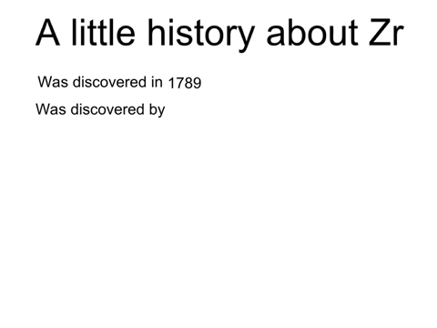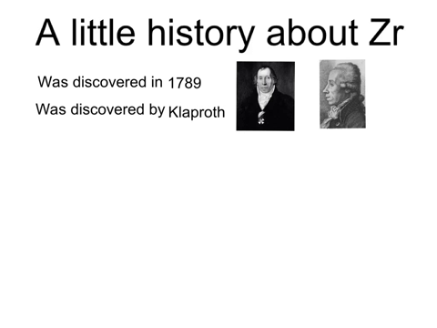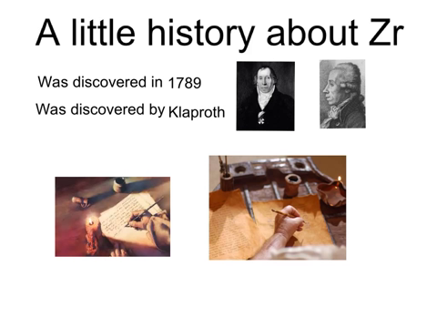I will now tell you a little history about Zr, but you can also call Zr zirconium. Zr was discovered in 1789. It was discovered by a man named Klaproth. And I will now show you a few pictures of Klaproth. Now I'm going to tell you that this mineral, or its variation, so Zr, is mentioned in some biblical writings. Those are some pictures of biblical writing.